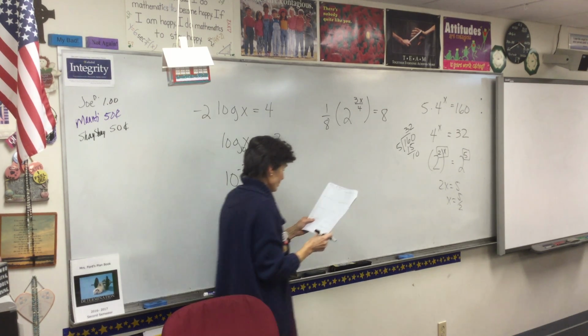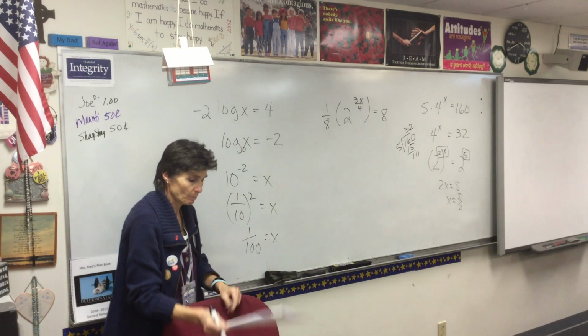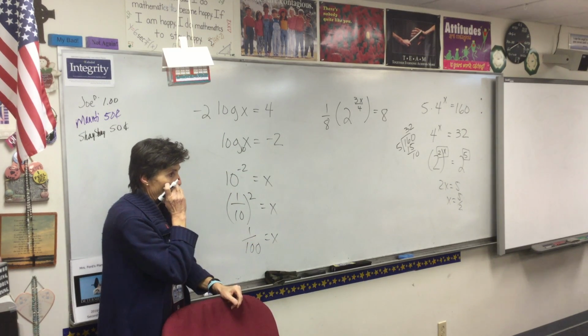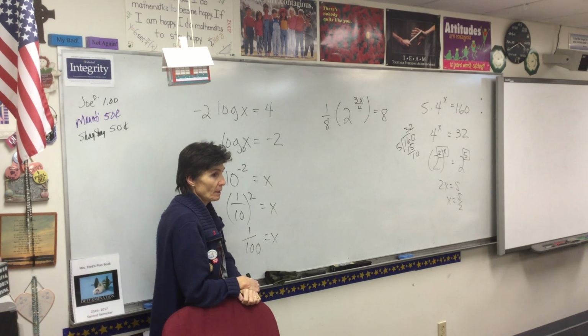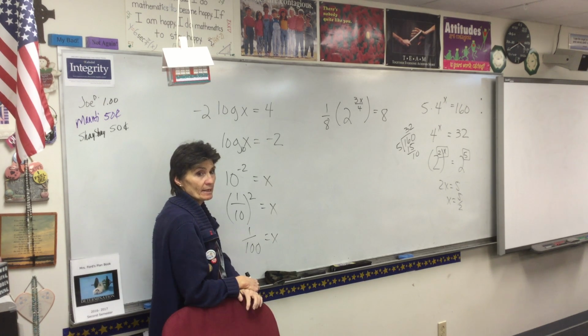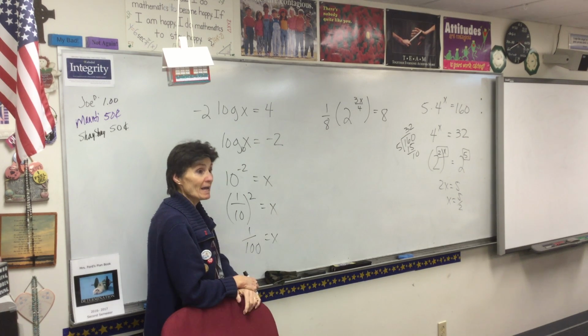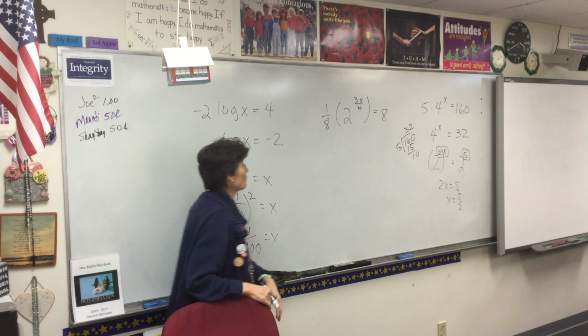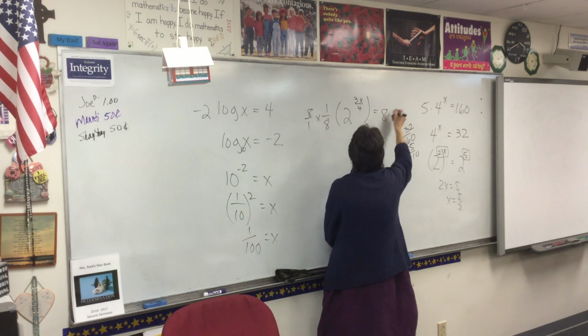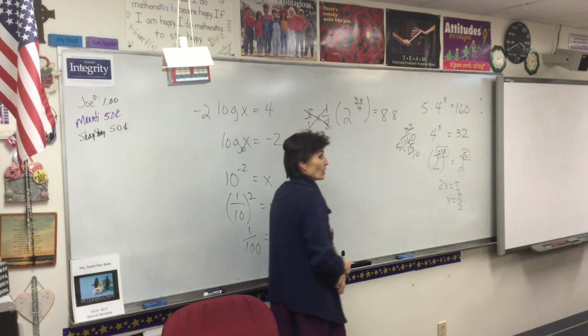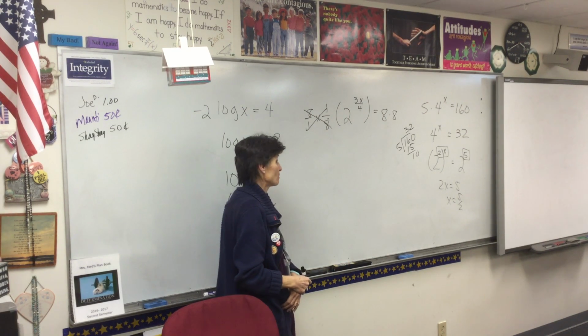All right, so this looks like a very complicated problem. What do you want to do first? Multiply both sides by 8. Not by 1/8. You can divide by 1/8, but that would be the same as multiplying by 8. You need to make that number go away, and multiplying by 1/8 won't do it. You need to multiply by 8.